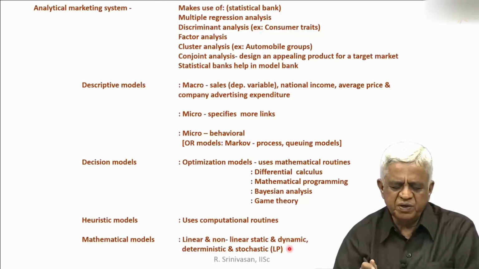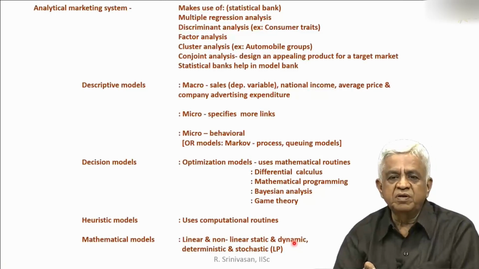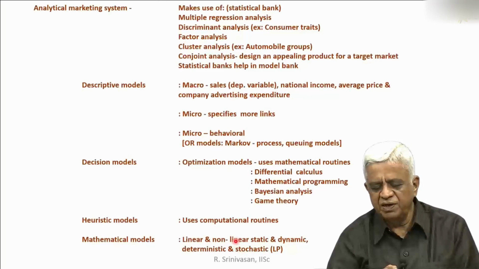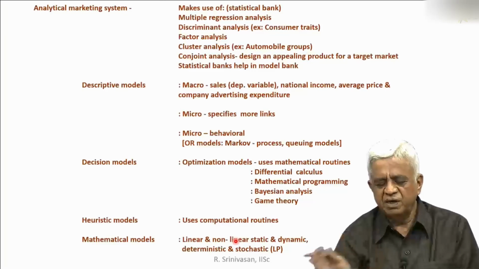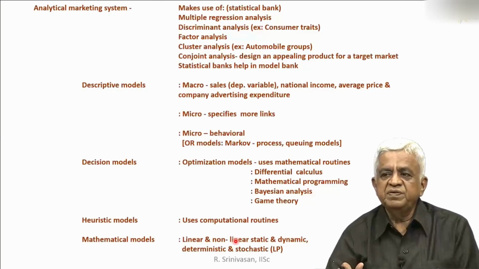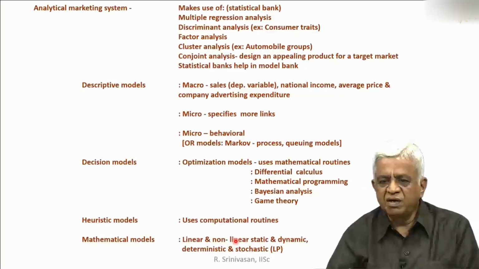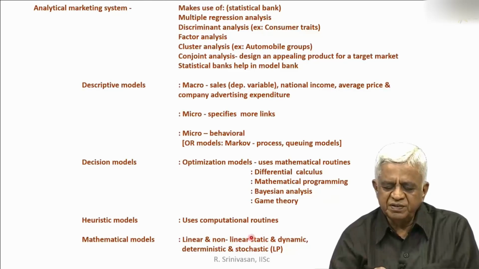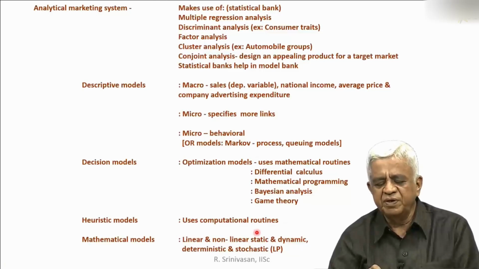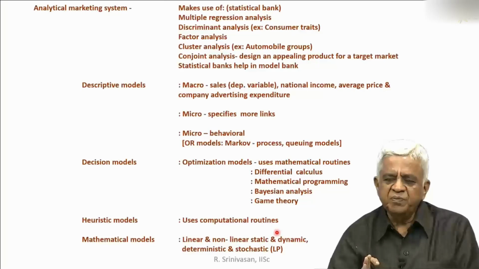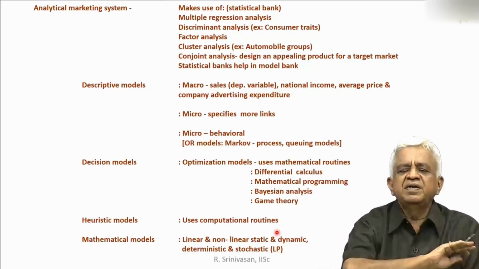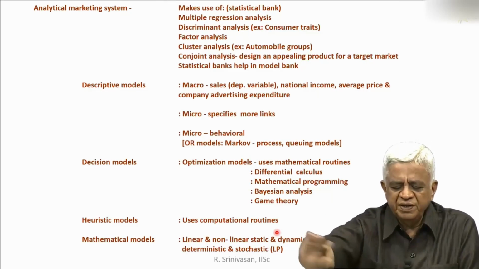The last set of models which we make use of in marketing is the mathematical models. What do these mathematical models give? They look at linear and non-linear, that is, linear regression and non-linear regression. Linear regression means it follows a straight path. Non-linear, it does not follow a straight path. Then we may look at static models and dynamic models. In a static model, we look at one particular time horizon. In a dynamic model, we are looking at different time horizons. It is a continuous one.